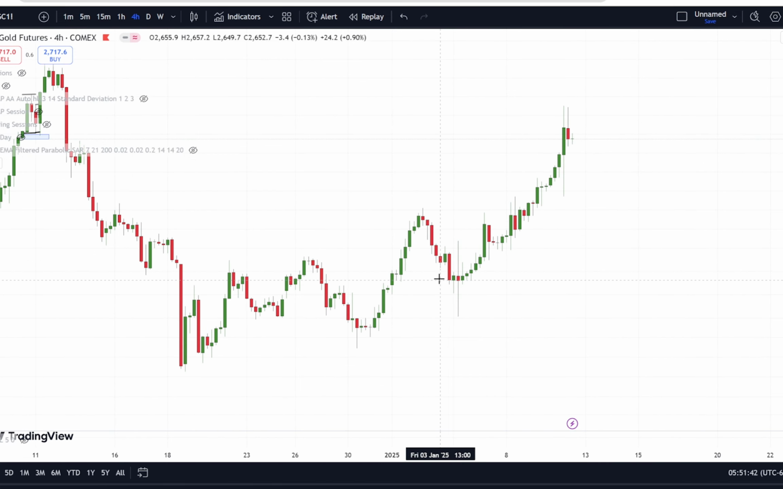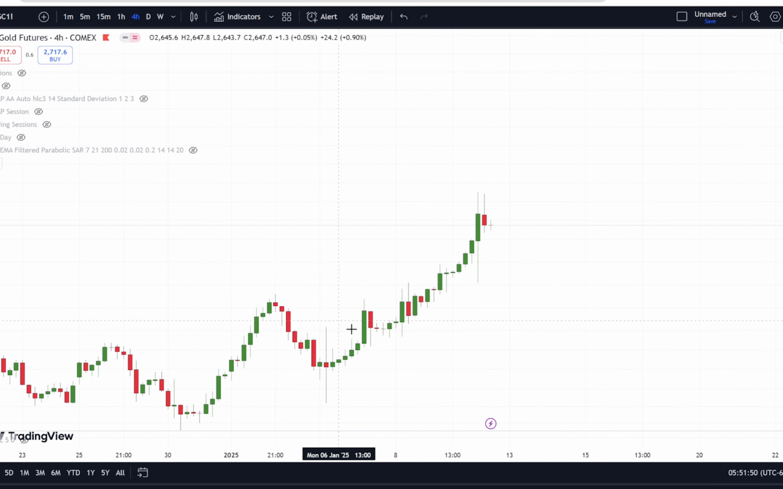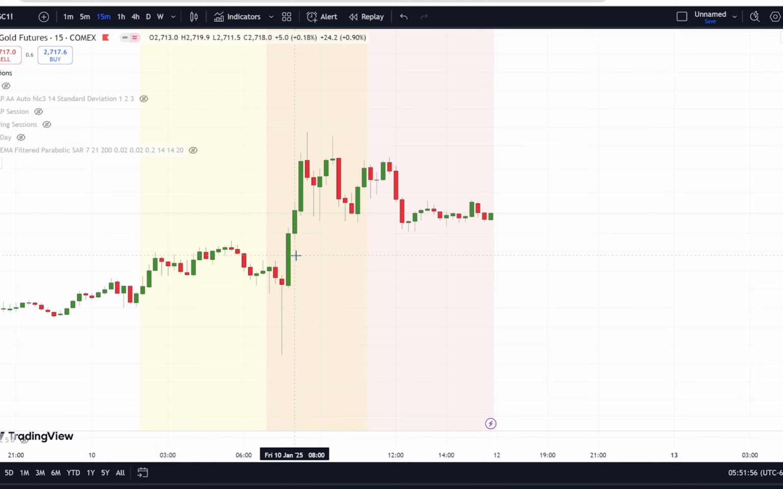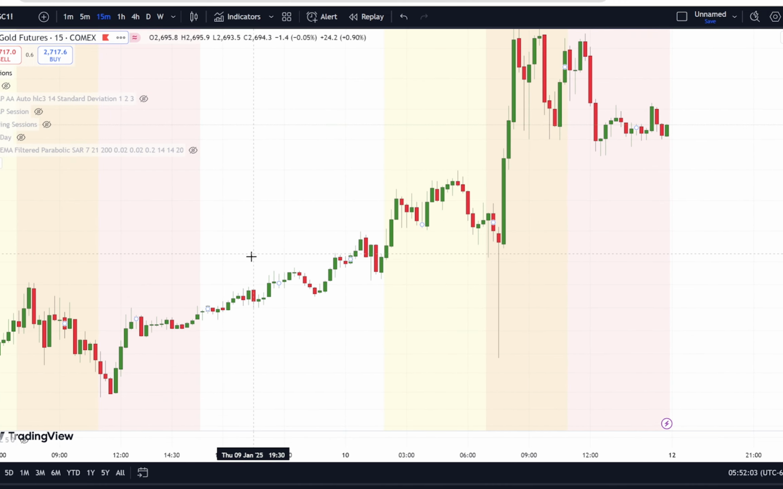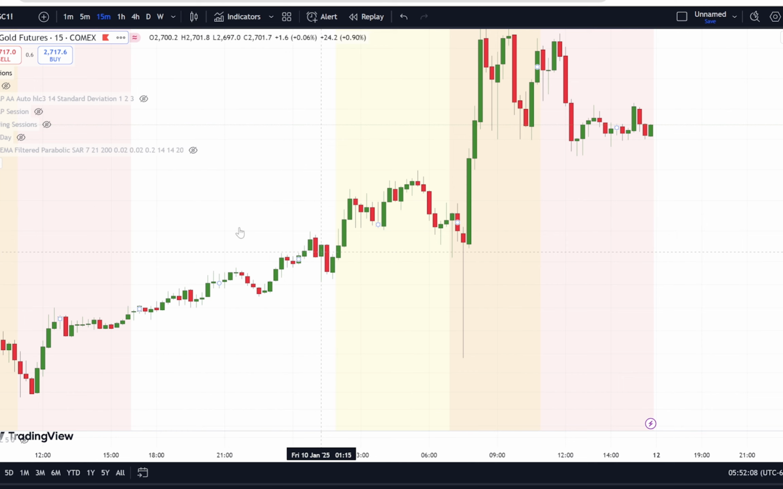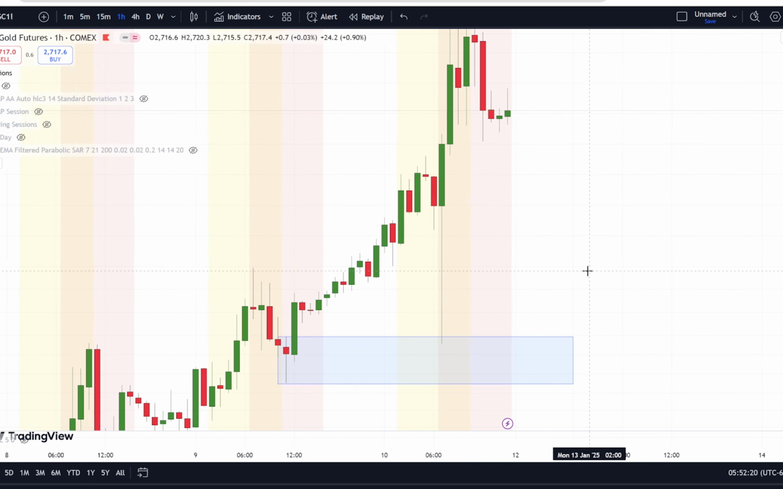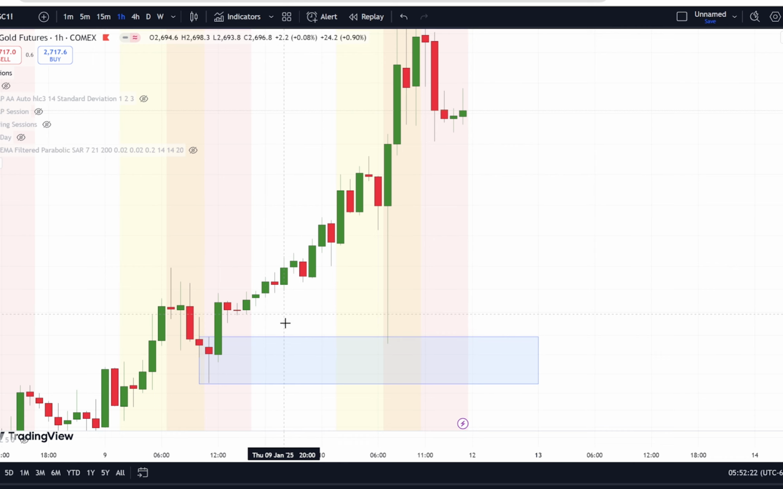I'm looking for a higher time frame market structure, higher lows, and also higher highs. Once I have our direction established, I then go to the lower time frames, and I'm looking for liquidity. Asian session high and low, London session high and low. Next, I look for my supply and demand zones. On this day specifically, during this time, I saw that we had a very clear 1 hour demand zone.